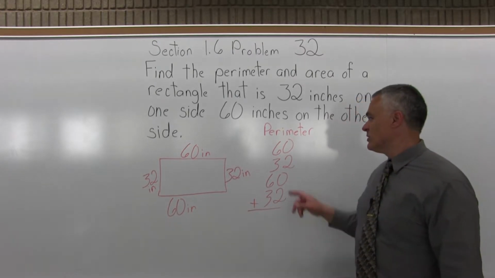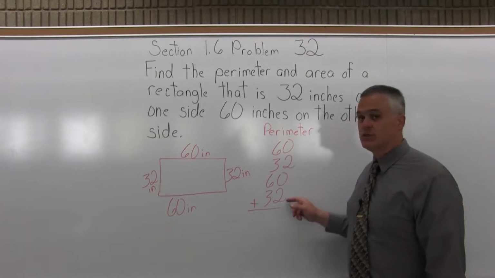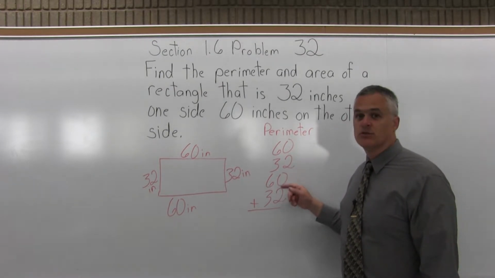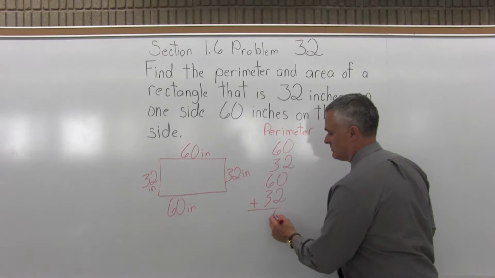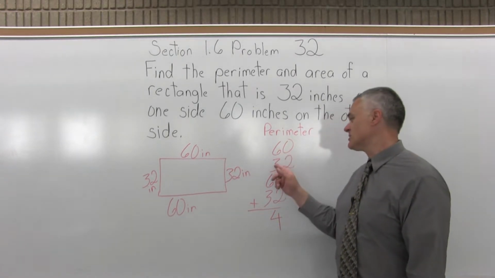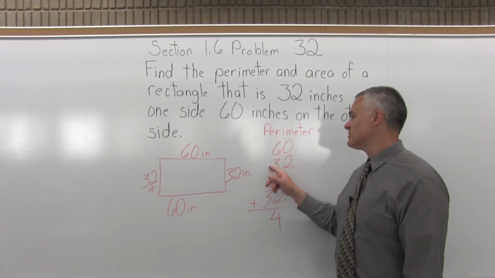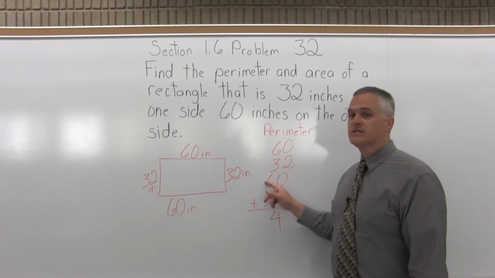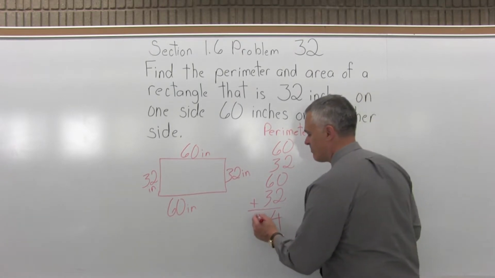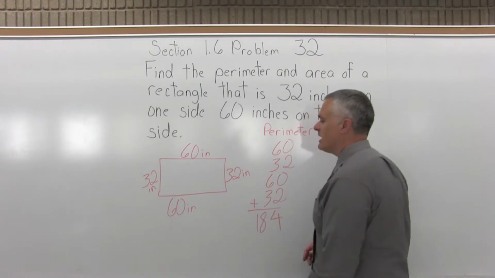And I start in the rightmost column. I'll add 0 plus 2 plus 0 plus 2. So 0 plus 2 is 2. 2 plus 0 is still 2. 2 plus 2 more is 4. I'll put the 4. There's no number to carry. I just go to the next column, add 6 plus 3 plus 6 plus 3. 6 plus 3 is 9. 9 plus 6 more is 15. 15 plus 3 is 18. So the perimeter is 184.